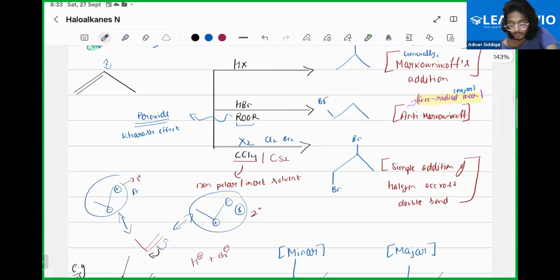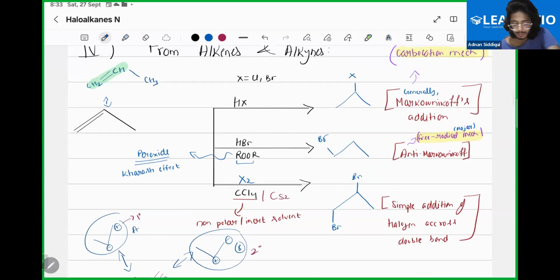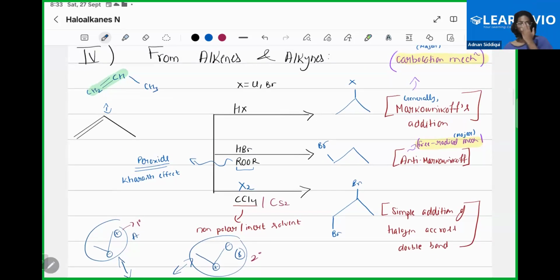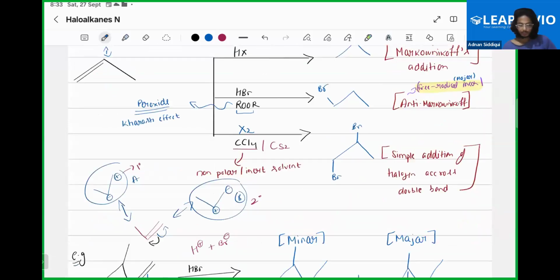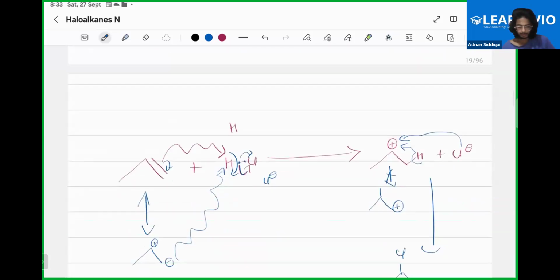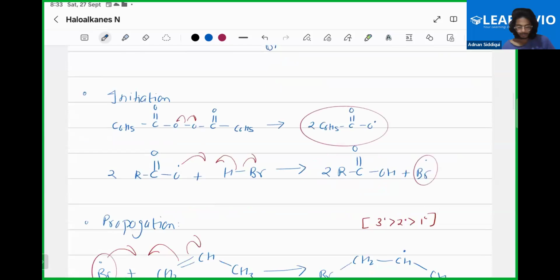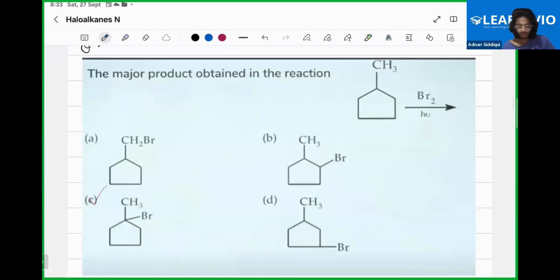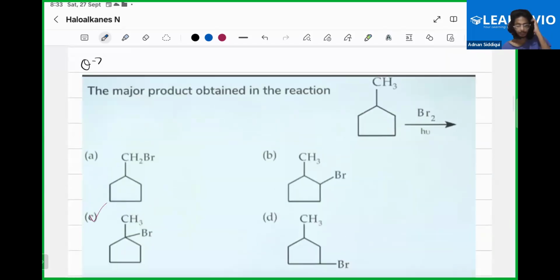Simple addition of halogen across the double bond. Are these three methods clear? Okay. So I have to tell you something like the actual concept as well about this. Before that, let us see some questions.